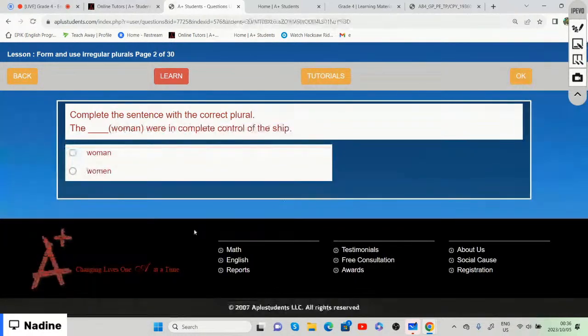The women were in complete control of the ship. So we need to change that word woman to a plural form. Is it woman or women? They took control of the ship, more than one. All right, so if we select the correct plural, right, of woman, and then it is women with an E. So well done. Women is correct.